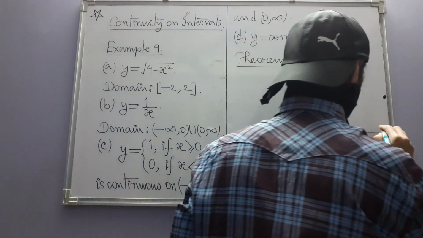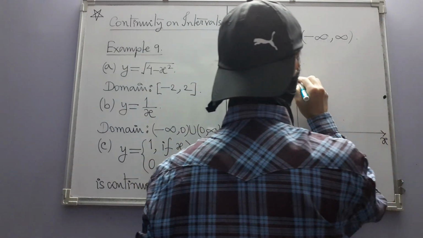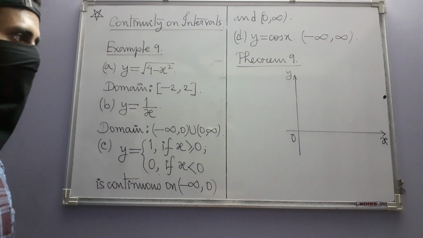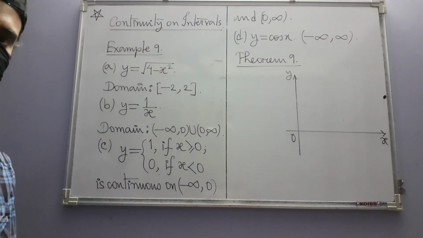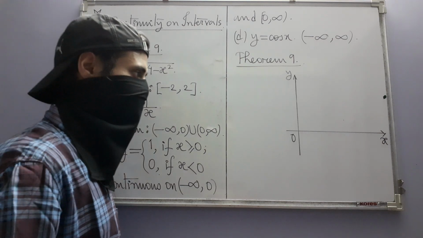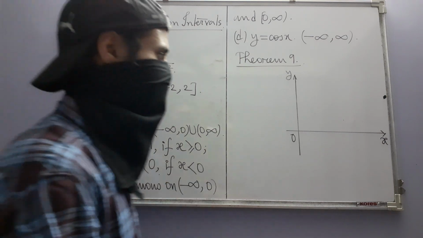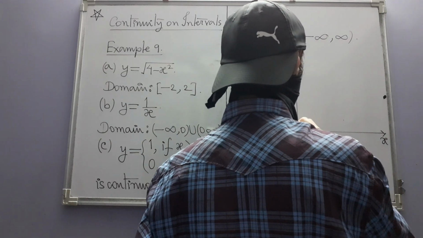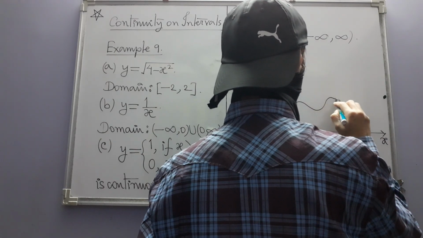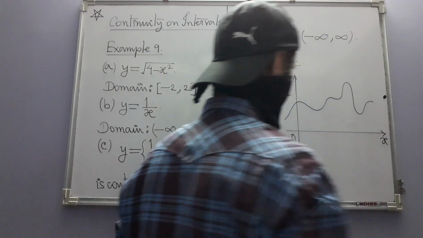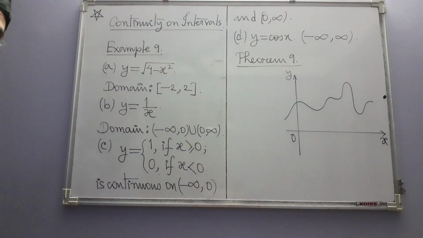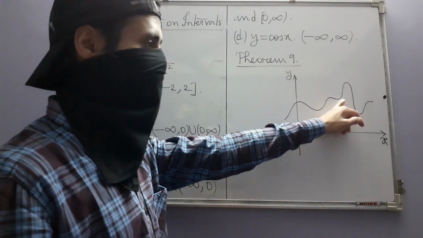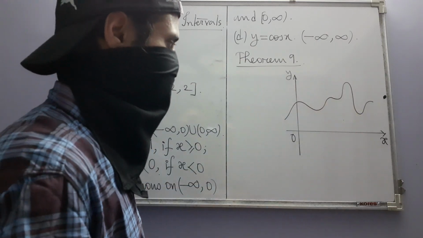So these are your coordinate axes, and say you have a function somewhere and the function has some graph. Say it's a continuous function and the graph is going in whatever manner it can go, but it is in one piece. A single piece of curve is there, that is the graph.